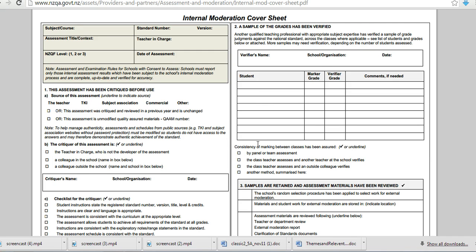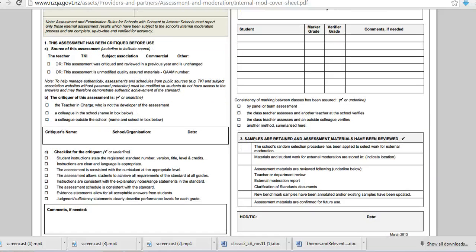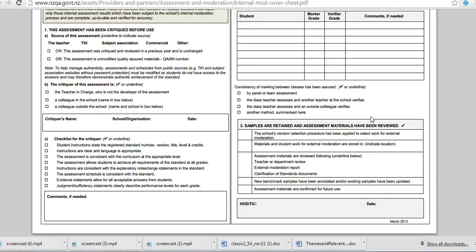Eight samples is suggested, you may do more. And I think it's a good idea for this one to try and get samples of work that's at the boundaries, because they're usually the trickier ones anyway. So the marker puts their grade in, it's sent to a verifier. Verification doesn't have to be done individually, it sometimes can be a panel, or if there's more than one teacher in a school, they moderate and verify each other's. Whatever you use, you need to make sure that it's clearly stated here what the process is.